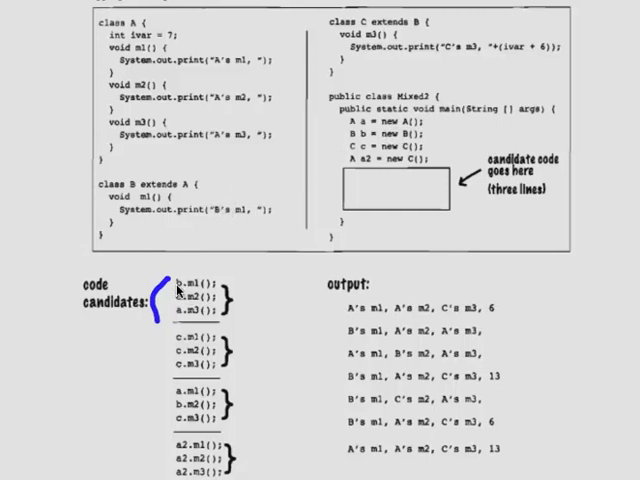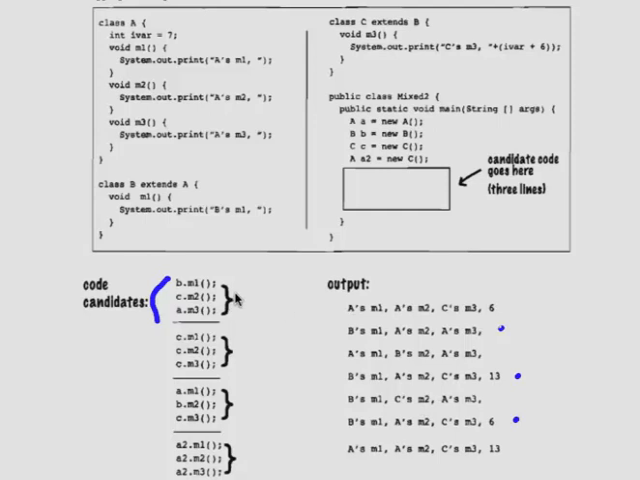So when I say B.M1, there's M1 here, there's M1 here, so it goes to this one. It says B's M1. So I look for anything that starts with B's M1. So there's one, and here B's M1. Here's one here, and of course there's one here. There are three here. All right.